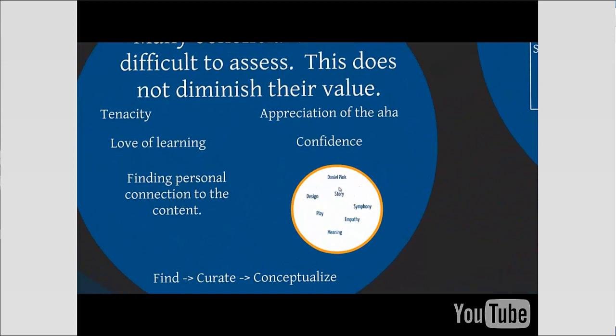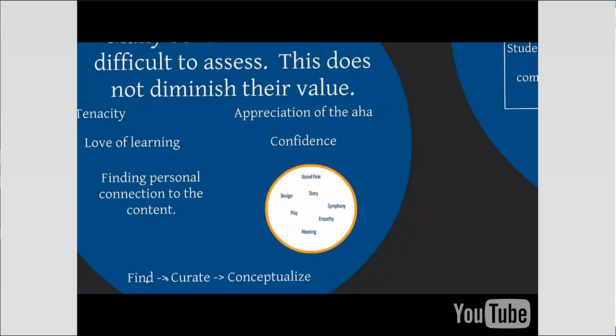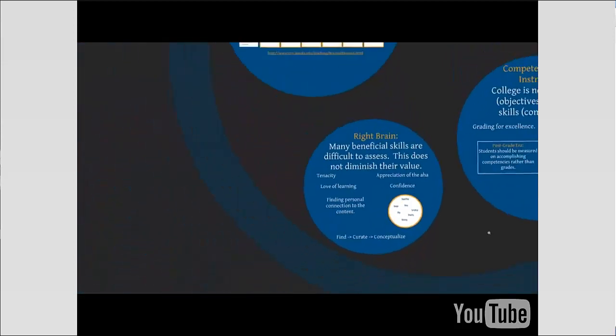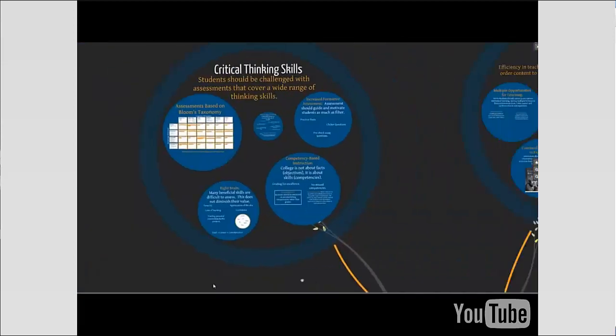And so this is one of the things I've picked up from Daniel Pink, is I want story and symphony and empathy and play, and I want meaning. And again, down here, you'll see this theme all over. I want to find, curate, and conceptualize. That's my big theme in learning right now.